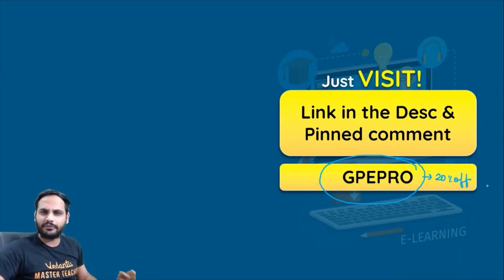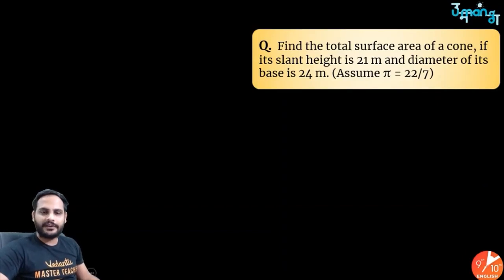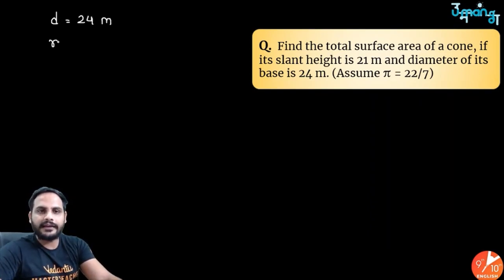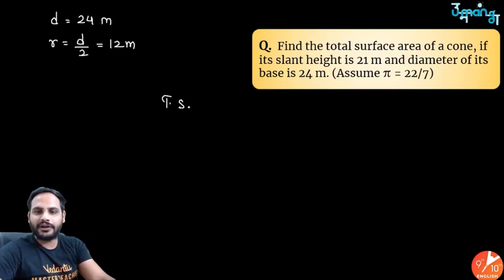But let's do some questions first. First question, total surface area of a cone if slant height is given and diameter is given. So if diameter is given to me as 24 meters, I can clearly say radius is diameter by 2, which is 12 meters. Now total surface area, it is a direct formula question. What is it? Pi r into L plus r.